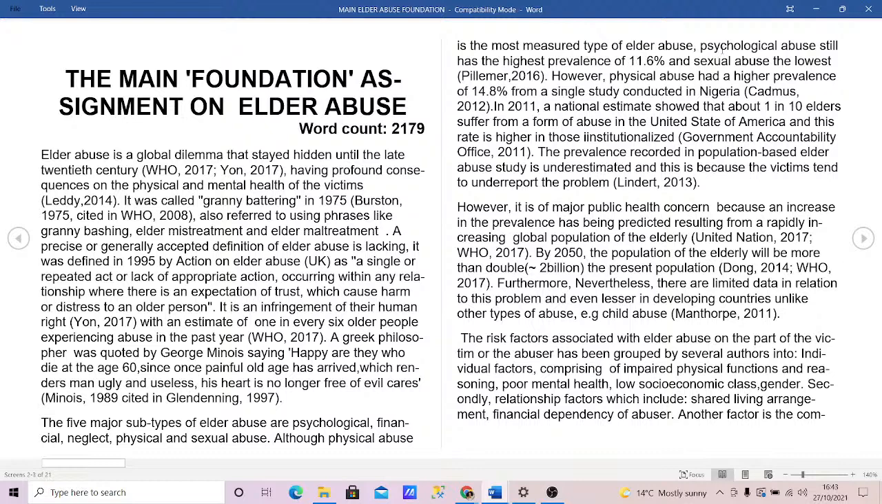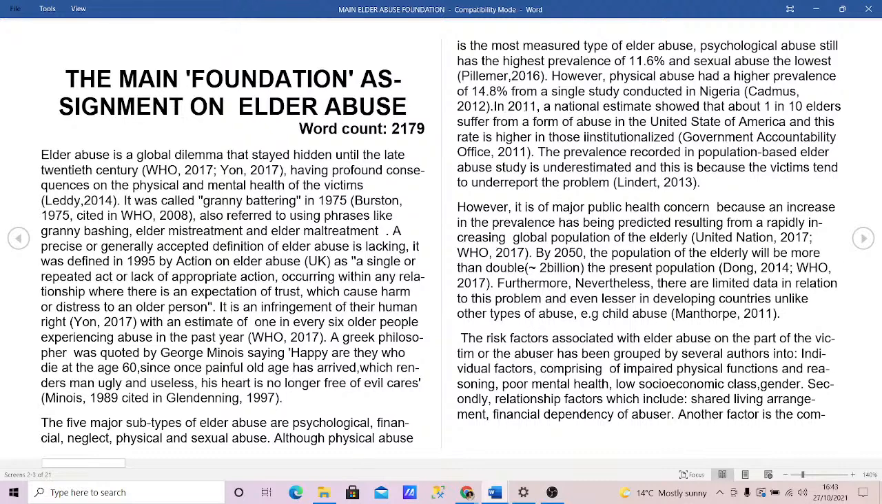Although, do you get the point now? Psychological abuse is the highest, but there is another study that has been conducted in Nigeria that showed that physical abuse is higher. That's critical analysis. That entire sentence is critical analysis.